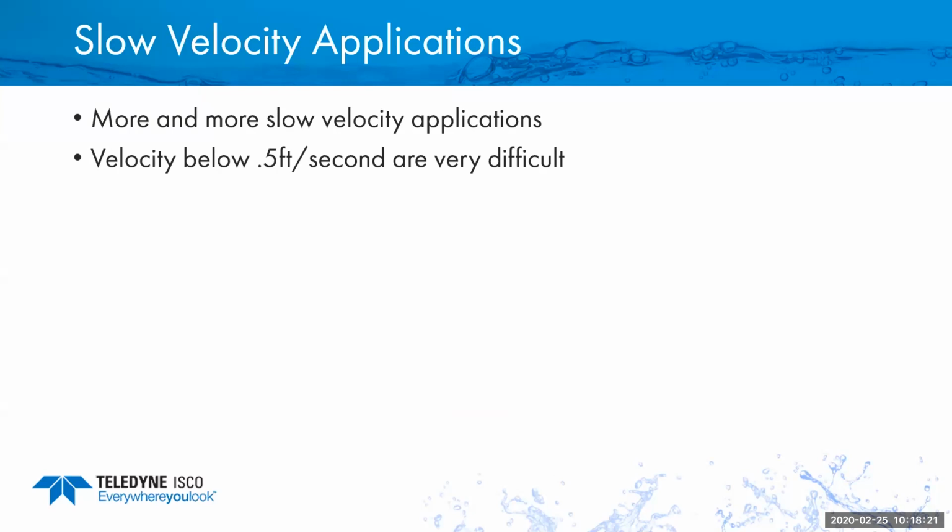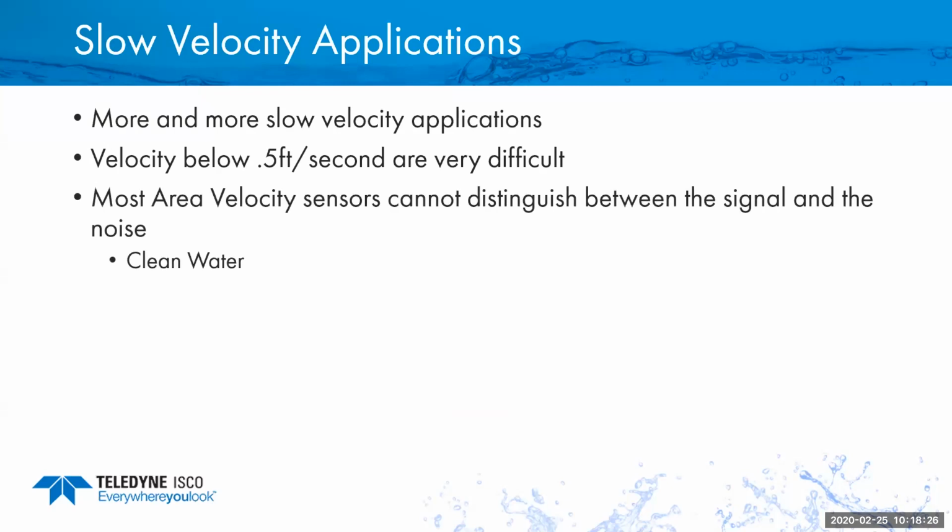So some of the slow velocity applications, this is more and more we're seeing these. What is slow velocity? Typically anything, again, below ½ foot per second. We will see a lot of applications where we're even far below that. Why is that so challenging? Because most area velocity sensors can't pick out the signal from the noise. And again, you'll see that more prevalent in clean water applications. Why will the laser work? Well, as I mentioned, the signal-to-noise ratio is exceptional, and that's what it's all about, really, is picking out what is real and what's not, and being able to calculate that.